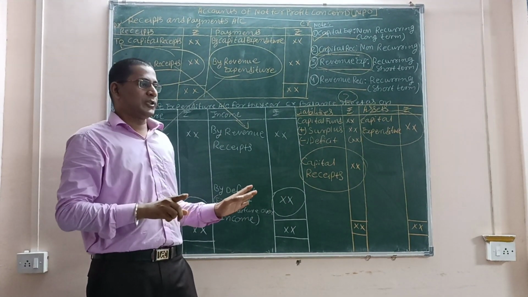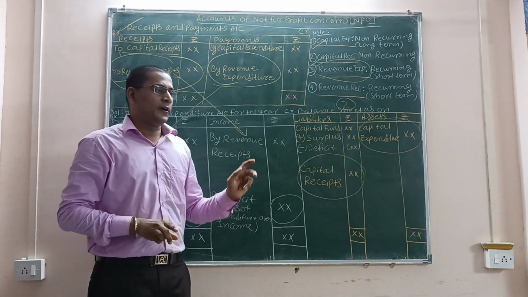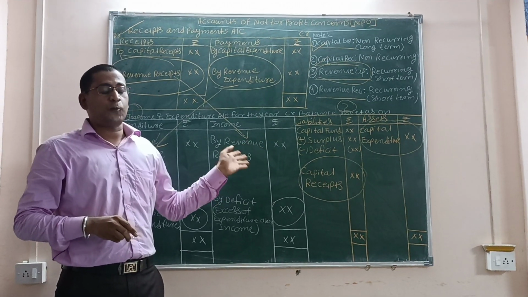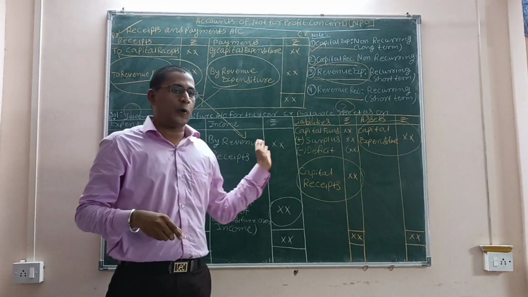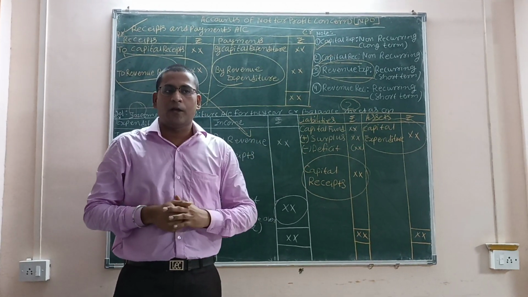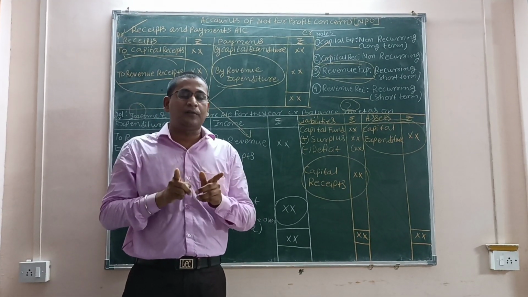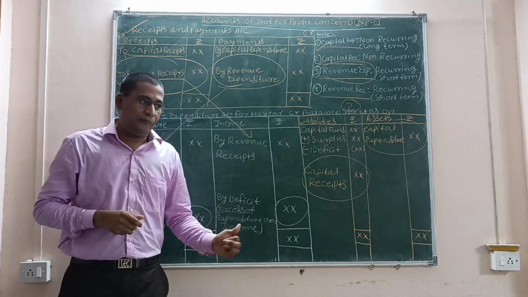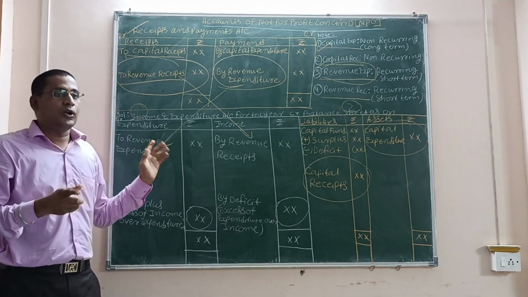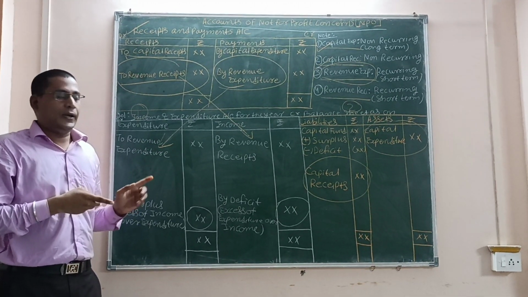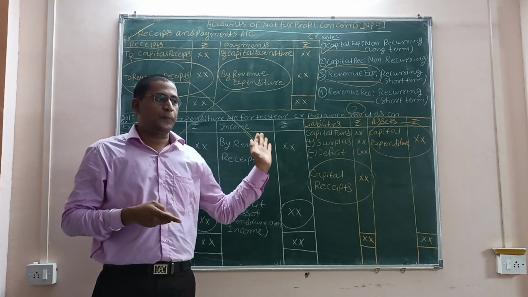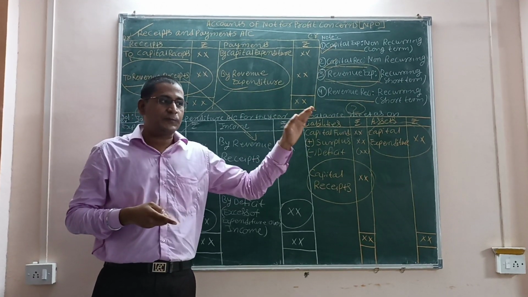So gross profit is transferred to our profit and loss account, and gross loss is also transferred to our profit and loss account. Now after closing our profit and loss account, if we get a balancing figure on the debit side, then whatever balancing figure we get is called net profit. But if we get a balancing figure on the credit side, then we get net loss. And net profit or net loss is transferred to our balance sheet.